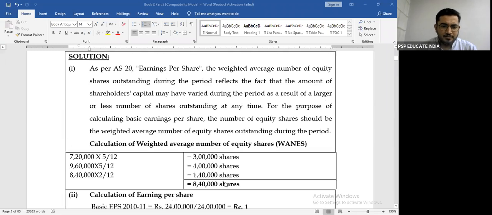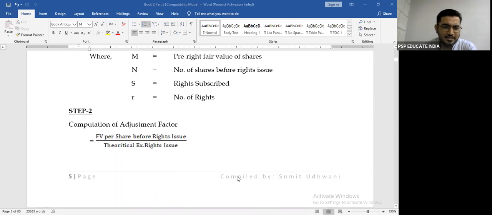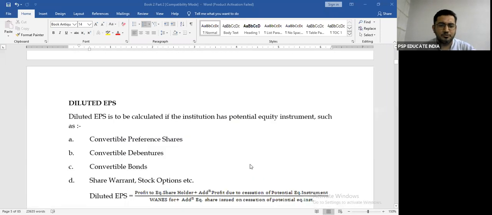Then we did rights issue. You have three steps: calculating theoretical ex-rights value per share. You have MN plus SRN plus R. Then we calculate the adjustment factor: fair value of shares before rights issue divided by the theoretical ex-rights value, and then you adjust your EPS for the rights issue.